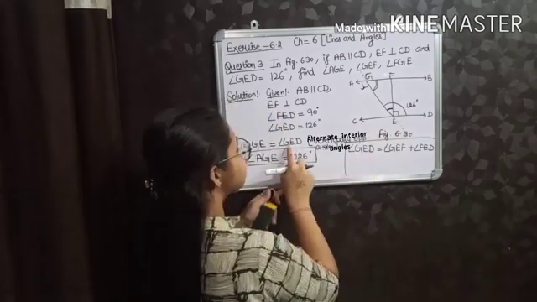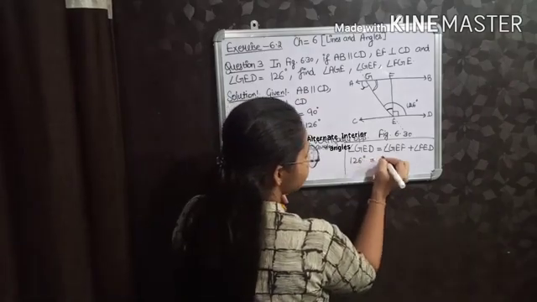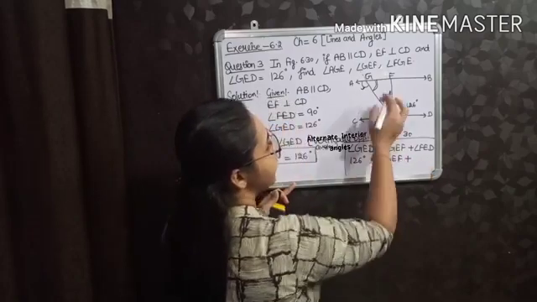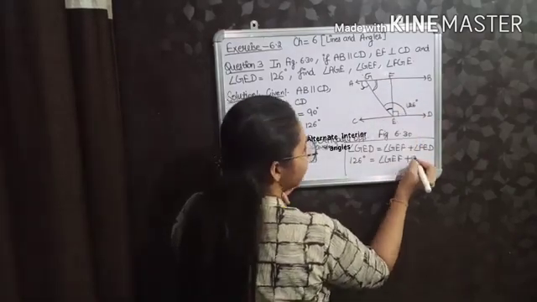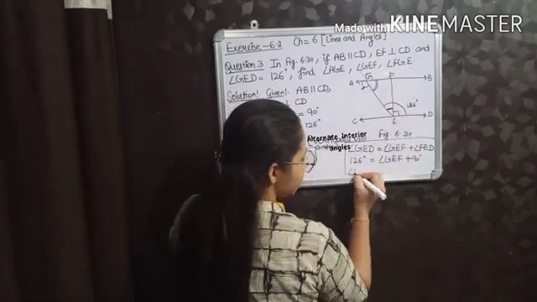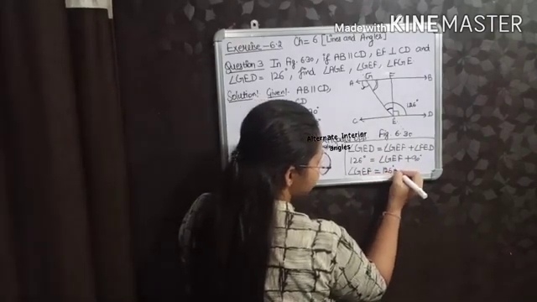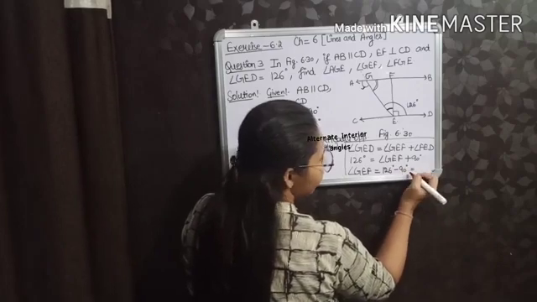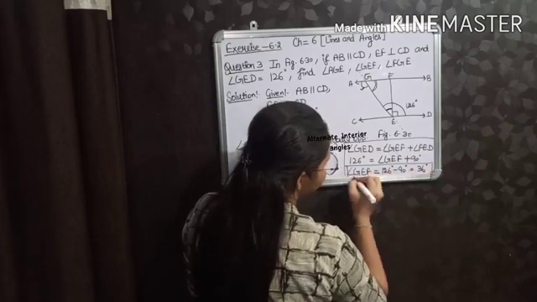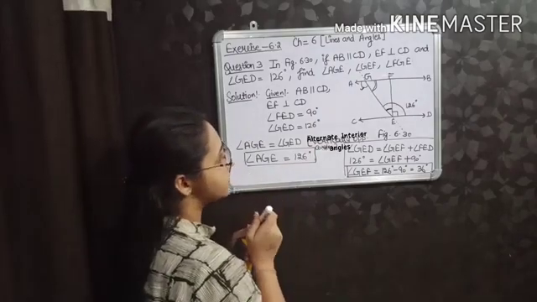Now, GED is given to be 126 degree. Right here 126 degree is equal to GEF plus FED. What is angle FED? FED, it is given to be 90 degree because EF is perpendicular on CD. So angle GEF will be equal to 126 degree minus 90 degree, and that will be equal to 36 degree. So the value of angle GEF is 36 degree. The value of angle AGE is 126 degree.